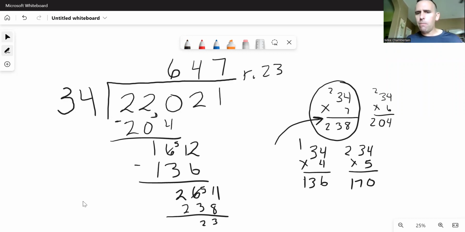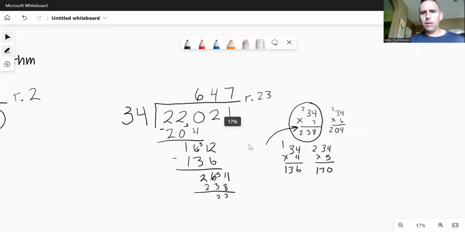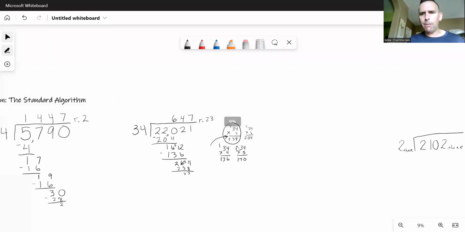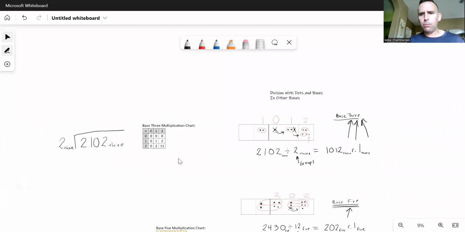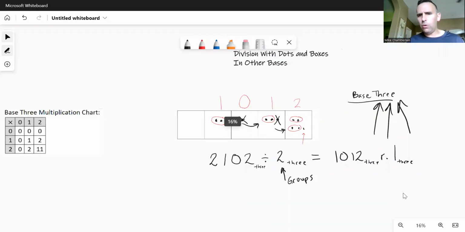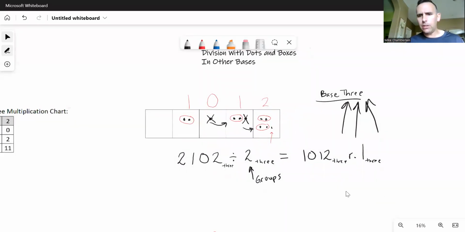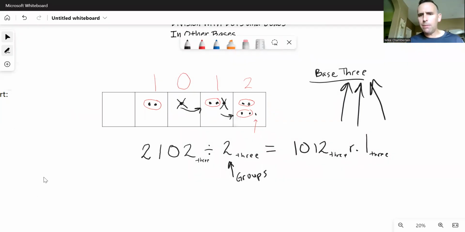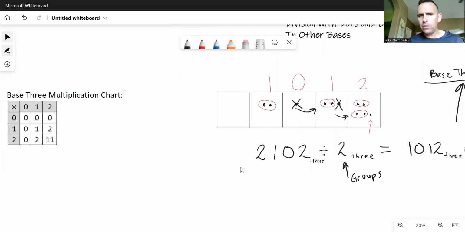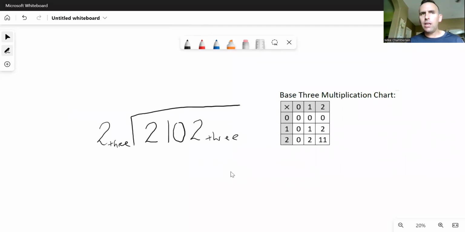Now I did all of that as a reminder, something we've all seen before, but let's go back and think about the problems we did on the previous video, where we were dividing with dots and boxes and other bases. I want to go back and examine this with a standard algorithm in those bases. But to do that, we have to know our facts.